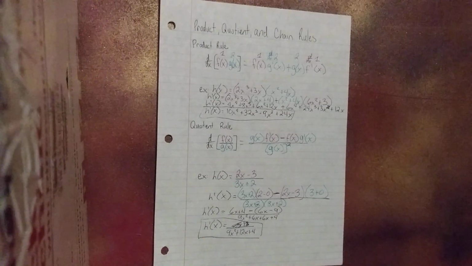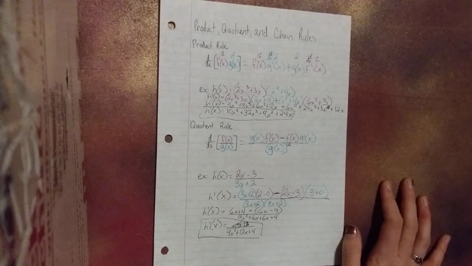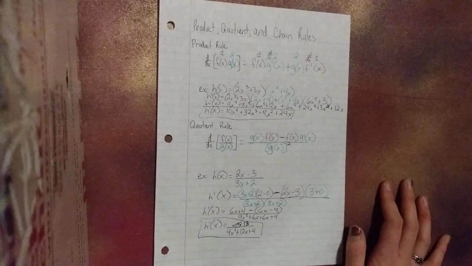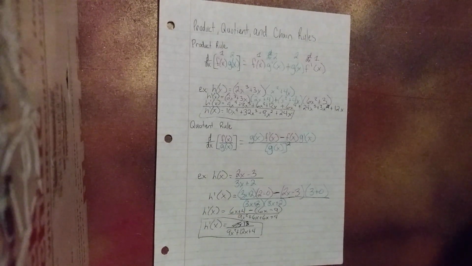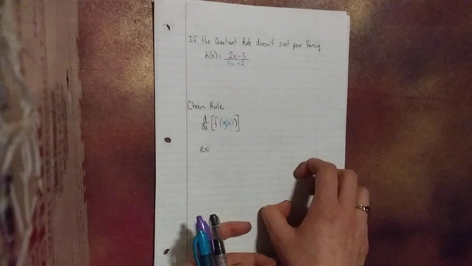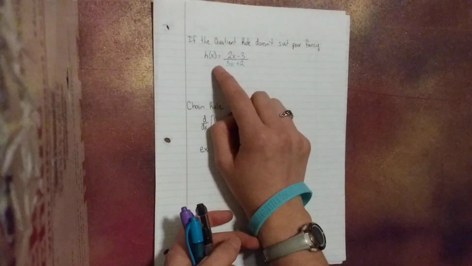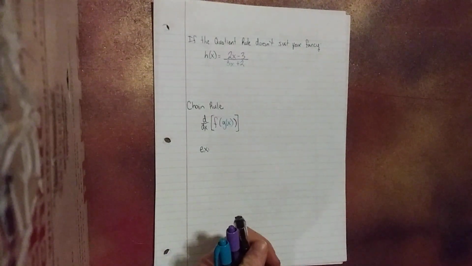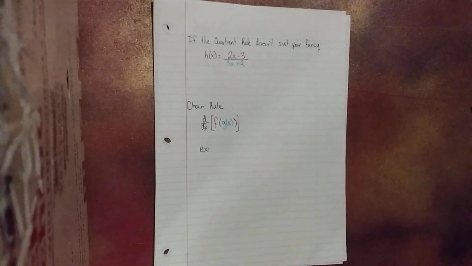So the quotient rule is a little bit more complex than the product rule is. So if you don't like that extra complexity, and if the product rule doesn't quite suit your fancy, we're going to take the same equation here, and then we're going to rewrite it.